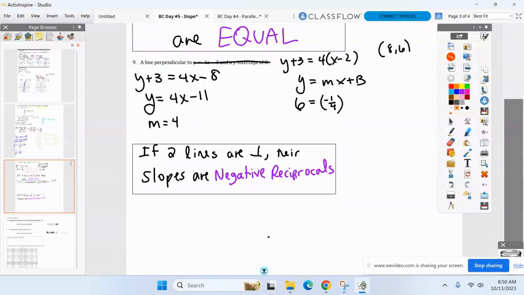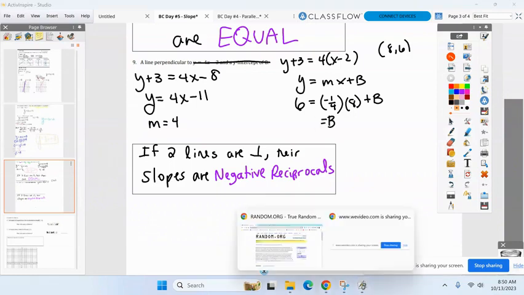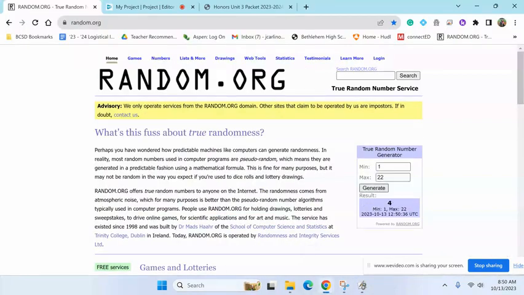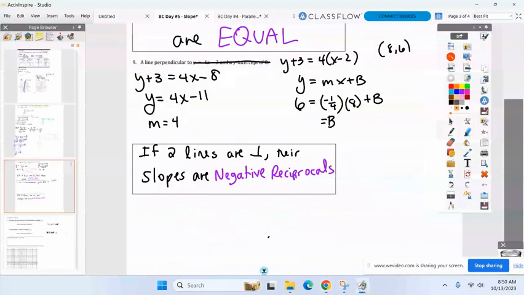X value? 8. Good work. And I solve for b. Go ahead. Do your magic. When you find the b value, let me know. Tess, when you find it, let me know. 8, good work.